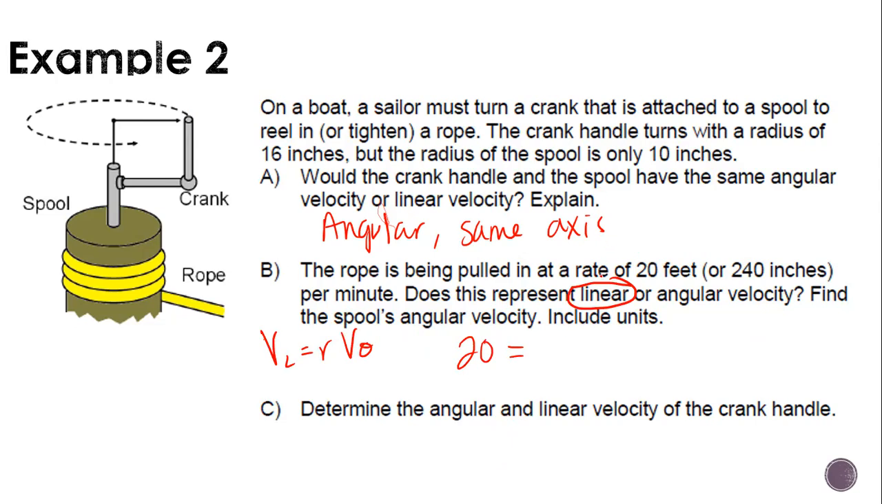So what are we describing? It's the 10, because it's the spool, right? Yeah. So we're looking at 10 times angular velocity, and we divide by 10, which would equal 2. Two, and this is in, what was our units? Inches, radians per inch. Question. Is it feet? Well, it says the radius is in inches.